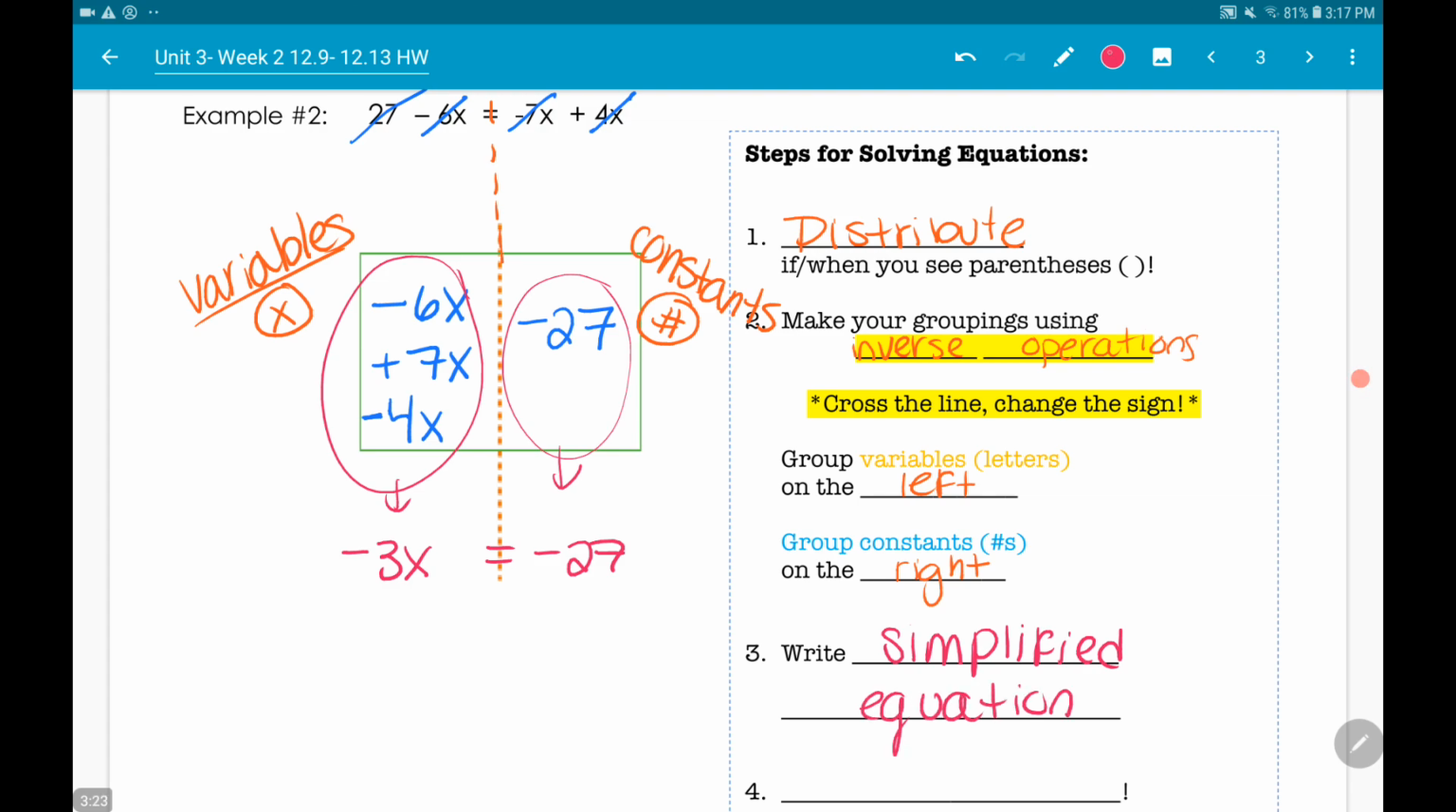And now, what is my last step? To divide. What am I dividing? I'm dividing the number in front of the variable. So I get x equals positive 9.